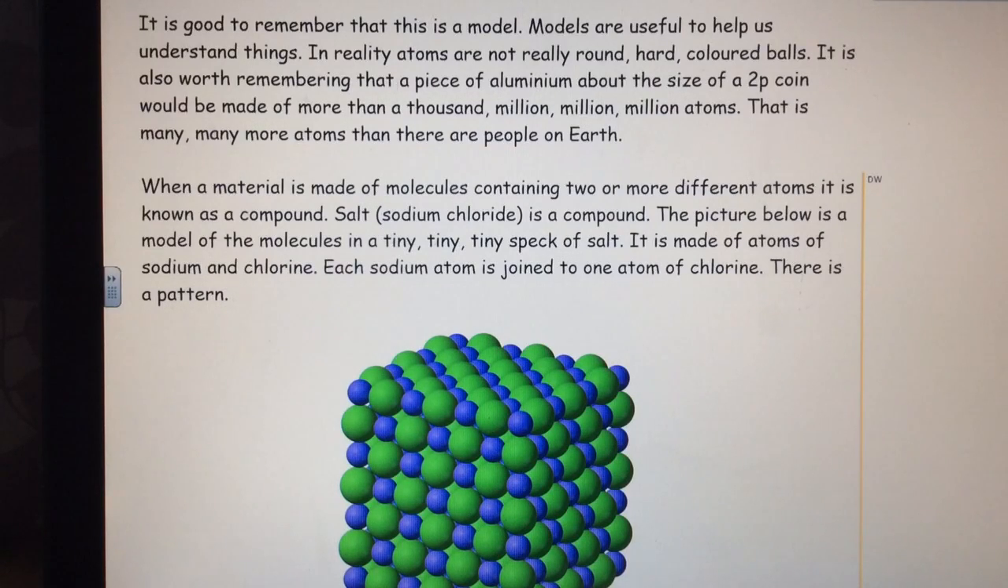When a material is made of molecules containing two or more different atoms, it is known as a compound. Salt, sodium chloride, is a compound. The picture below is a model of the molecules in a tiny, tiny, tiny speck of salt. It is made of atoms of sodium and chlorine. Each sodium atom is joined to one atom of chlorine. There is a pattern.